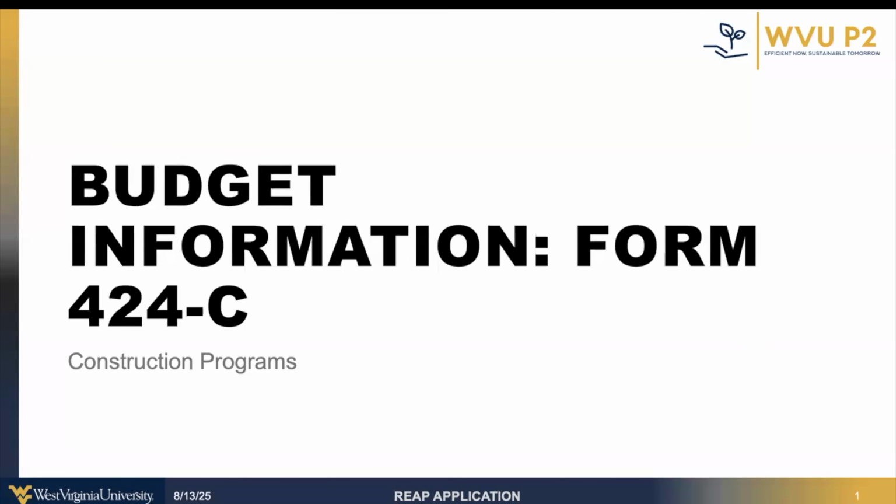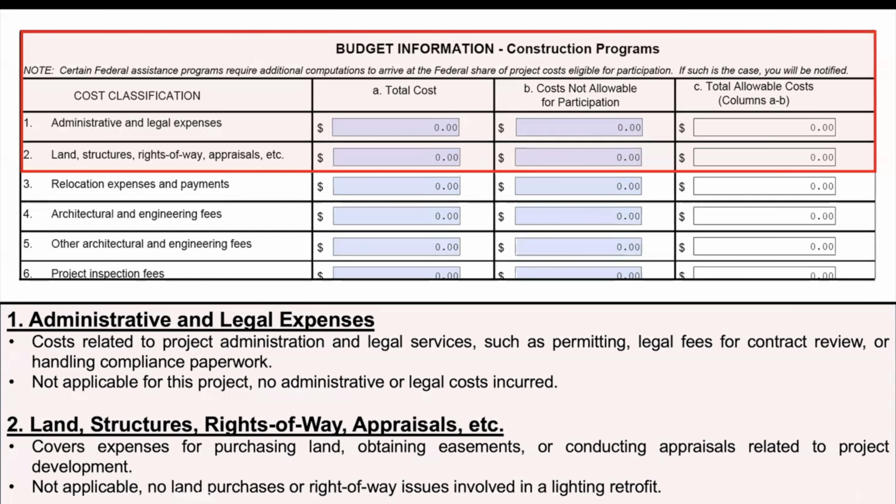Now we will go over SF 424C Budget Information Form for construction programs. This form breaks down all project costs and how we categorize them for the REAP grant. Line 1 is for administrative and legal expenses. These cover costs like legal services or admin support. For this project, we didn't have any, so it's 0.